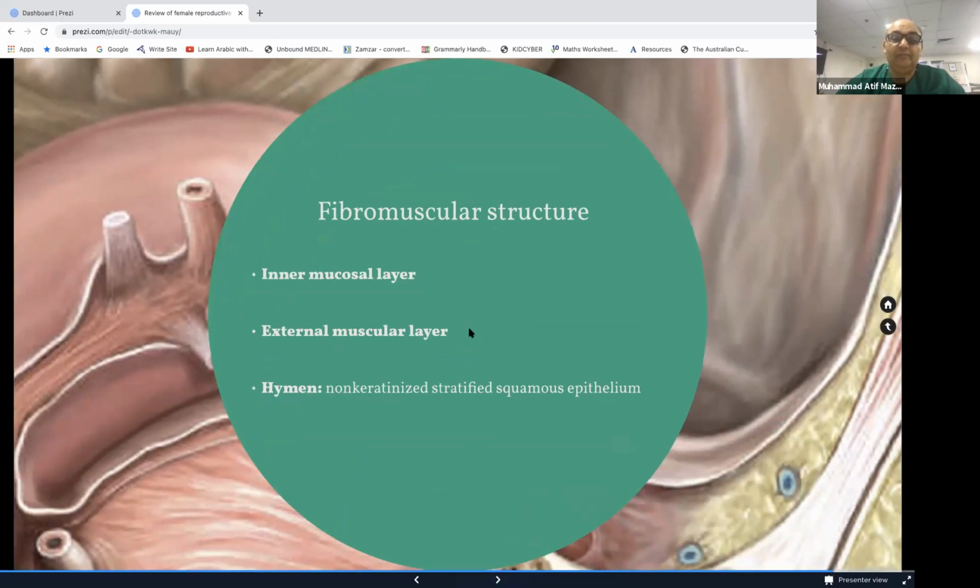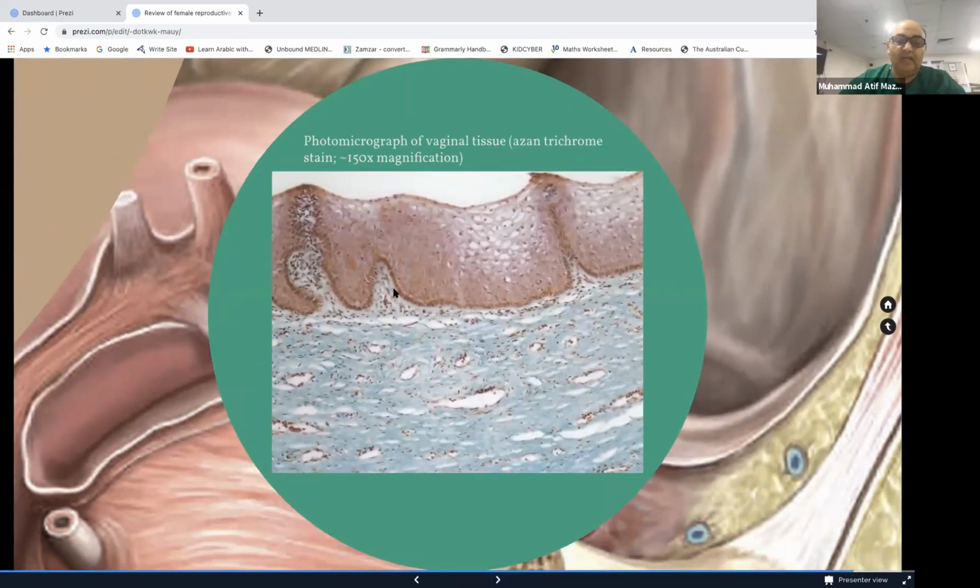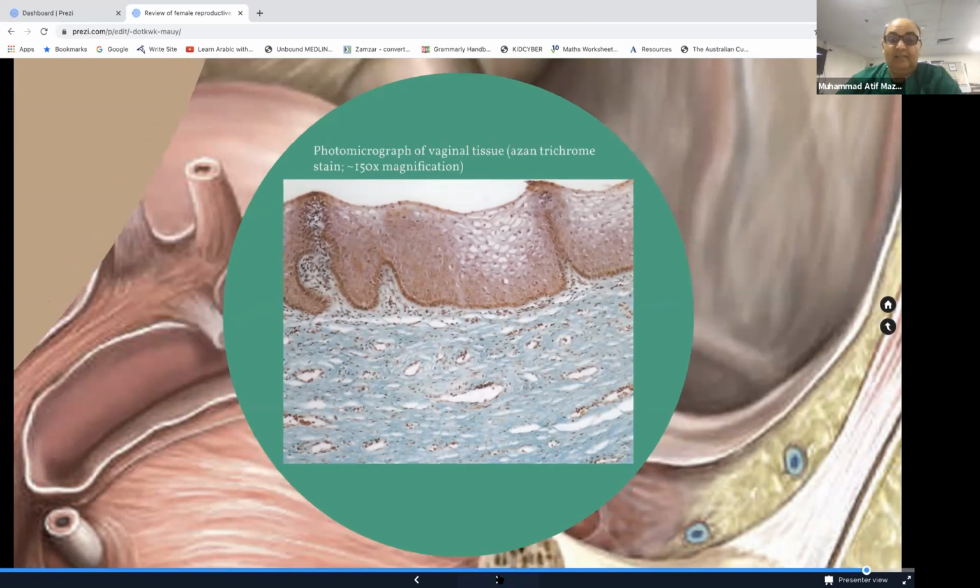Going further, it is a fibromuscular structure. So this is the histological pattern. We have an inner muscular layer and an external muscular layer. So this is how it's made up. And then a photomicrograph is showing you the structure of the vagina under a microscope, how it appears. So why am I bringing these photomicrographs, these histological images? Because once you'll be learning the pathology, you can differentiate the different cell linings and where they are present. So you need to revisit those concepts. That will be helpful and meaningful for your understanding.